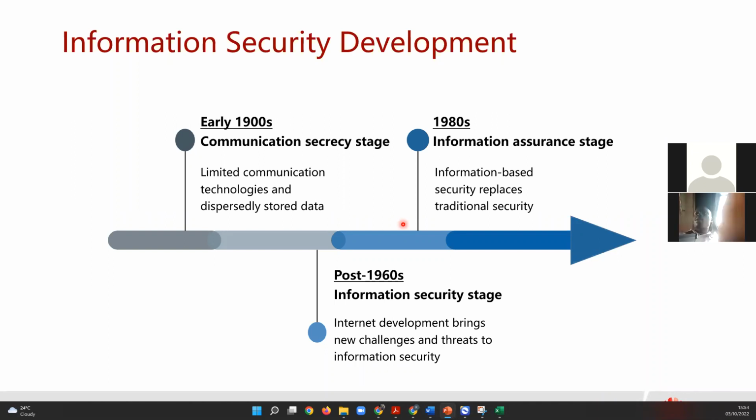That was the early 1900s, but you can see down here, I started from the latest. If you look at the earliest from the 1960s, we had the communication secrecy stage, then the information security stage, then the information assurance stage. It should actually start with post 1960s, which is the communication secrecy stage. Then we have the 1980s, where we have information security.